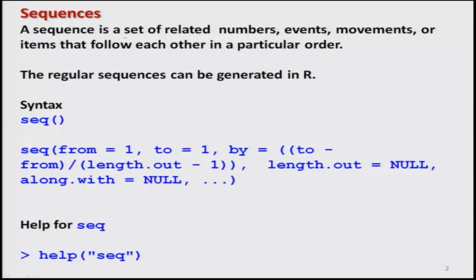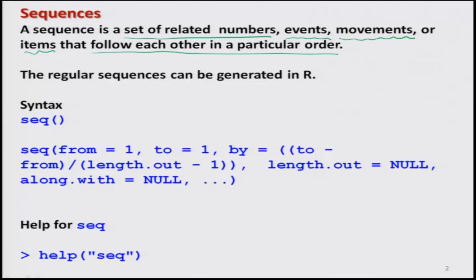So, a sequence is only a set of related numbers. In case you try to extend this definition more, then this can be a sequence of events, movements or even some items, and the important part is that they always follow each other in a particular order. That means the values which are following and the values which are followed by, they are arranged in a particular order. So, in R programming also a regular sequence can be generated.